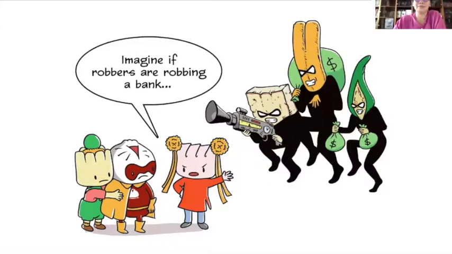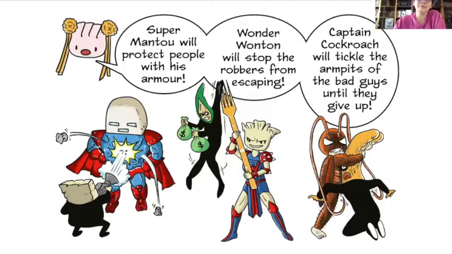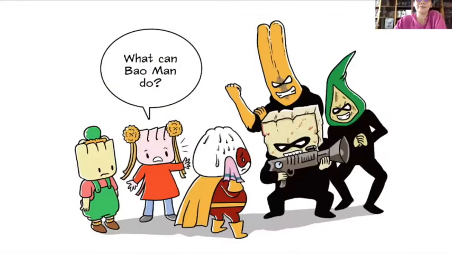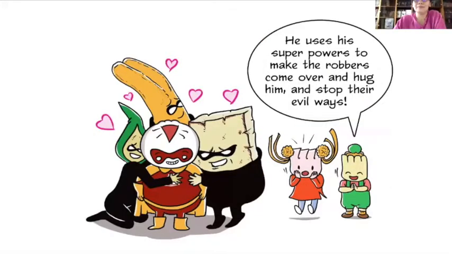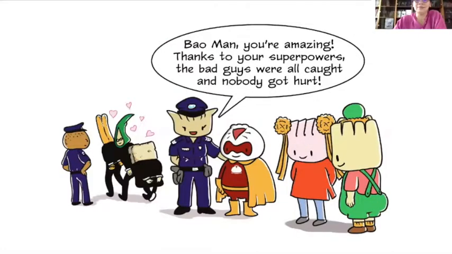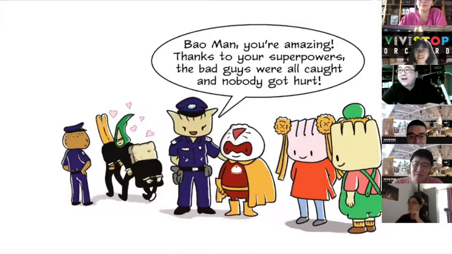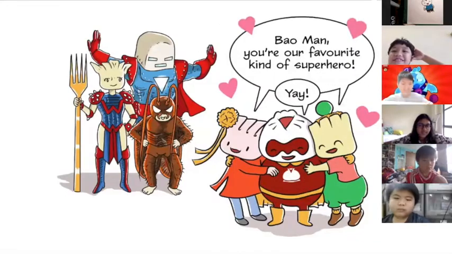Imagine if robbers are robbing a bank. Super Manto will protect people with his armor, and Wonder Wonton will stop the robbers from escaping. Captain Cockroach will tickle the armpits of the bad guys until they give up. What can Bowman do? He uses his superpowers to make the robbers come over and hug him and stop their evil ways. Bowman, you're amazing. Thanks to your superpowers, the bad guys were all caught and nobody got hurt. Bowman, you're our favorite kind of superhero.